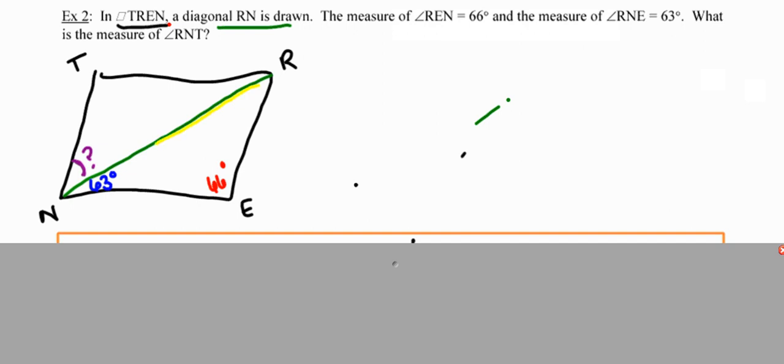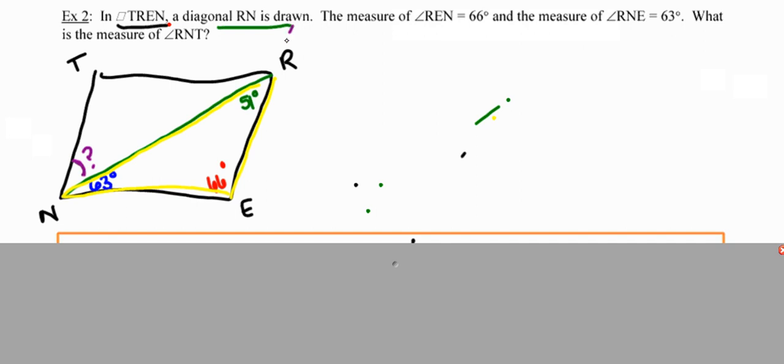The way I'm going to start is I'm going to start with the angles in that yellow triangle. I know that the angles in that yellow triangle together have to add up to 180 degrees. So I'm going to take my calculator now and I'm going to subtract the 66 and the 63 from 180. And when I do that, I find that the missing angle in that yellow triangle is 51 degrees.